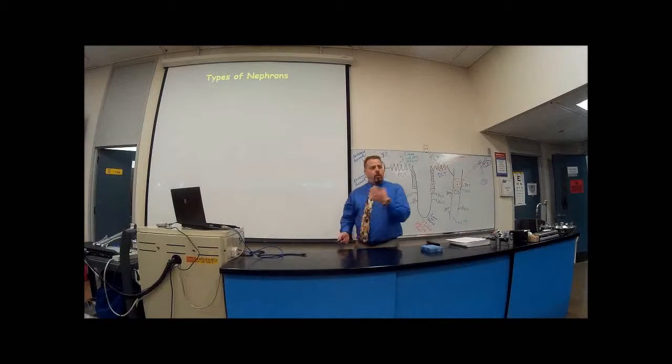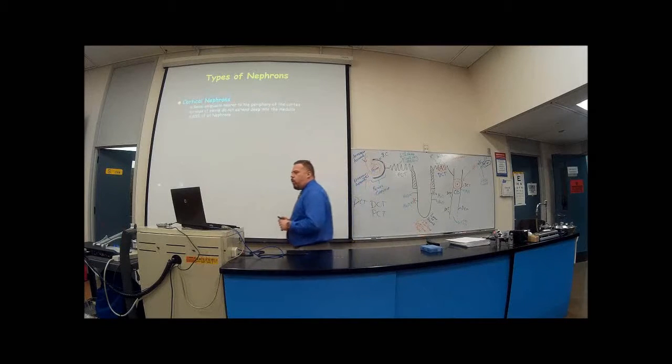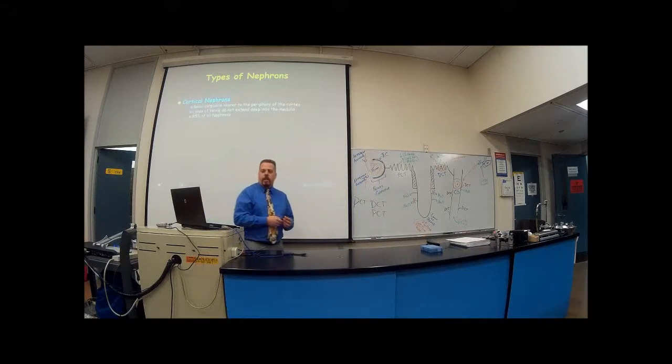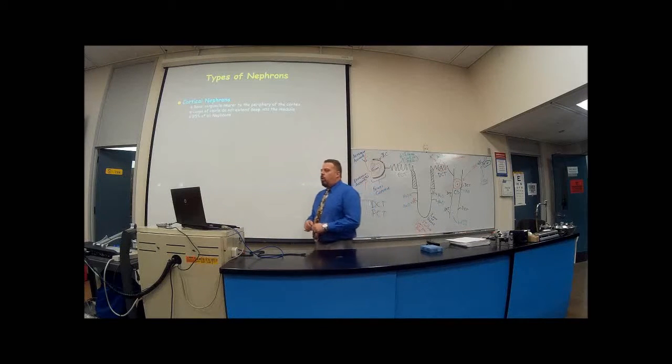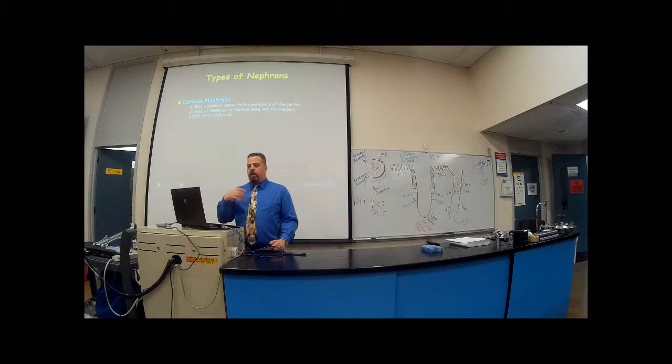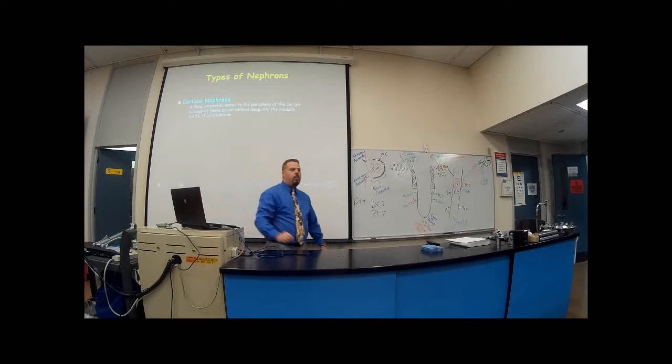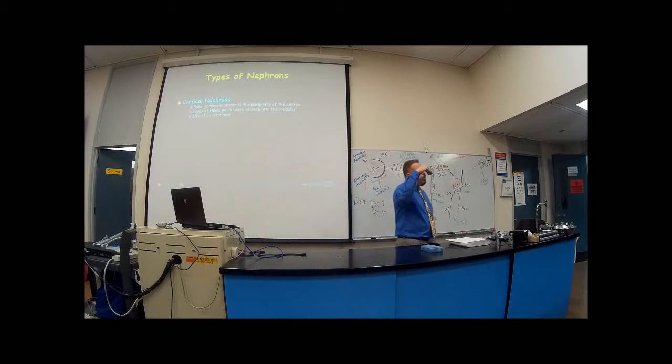Okay. Now, two types of nephrons, in general. We have something called cortical nephrons, and what this means is that the renal corpuscle will be nearest the renal cortex, and I'll show you what I mean by that. The loops of Henle go into the medulla, but they're not very deep. And most of our nephrons are like this.